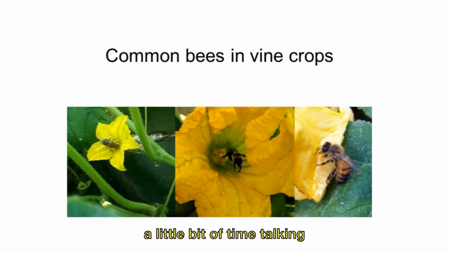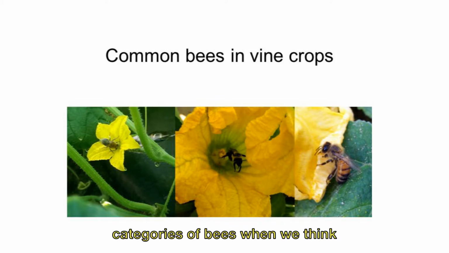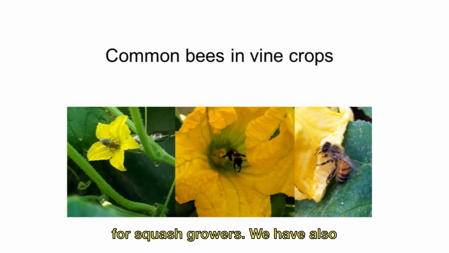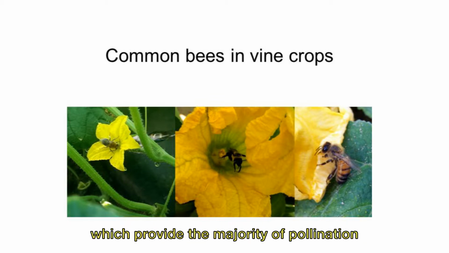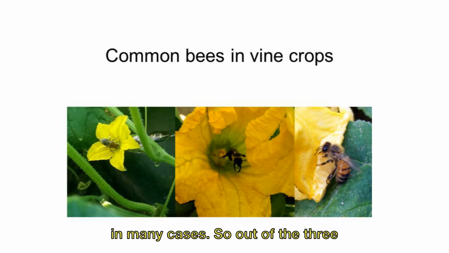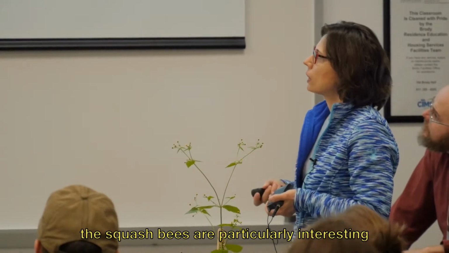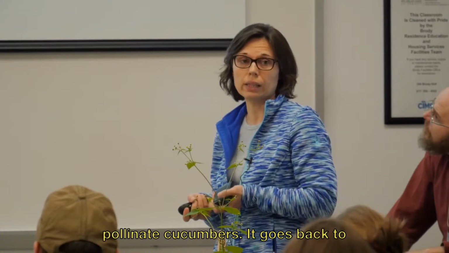I wanted to spend just a little bit of time talking about bees today. There are three main categories of bees when we think about cucurbits. One of them is the wild bees. Squash bees fall into this, which are particularly interesting for squash growers. We have also the bumblebees that you can see here in the middle, pollinating a squash flower. And then we have honeybees, which provide the majority of pollination in many cases. So out of the three, the squash bees are particularly interesting to us for squash, but not for cucumbers. They're not known to pollinate cucumbers.